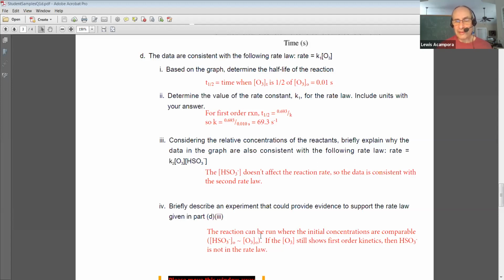So let's go ahead and score this one and see how you would have answered this. So again, 1 point for the correct half-life. I'm not saying they earned that point, but that would be the maximum. 1 point for the correct value of the rate constant, and 1 point for the unit. And then in III, answering that question gives it 1 point, and IV earns yet 1 more point.